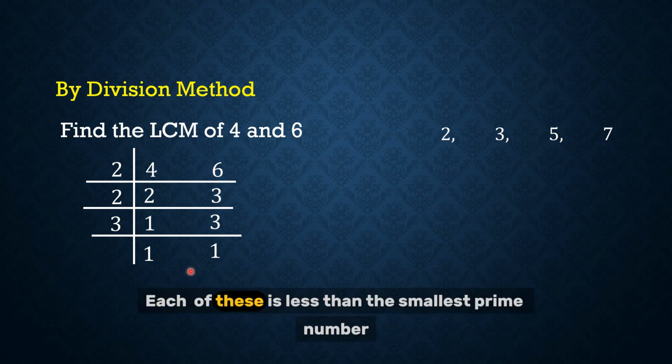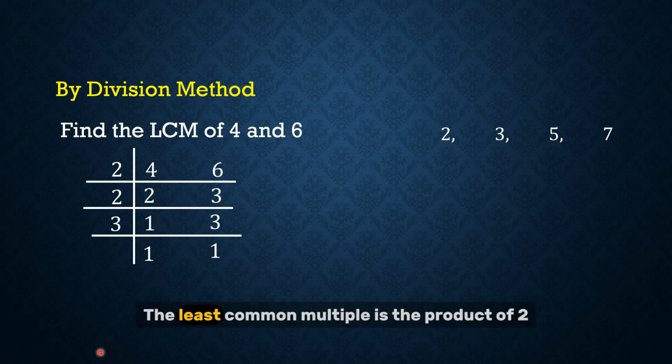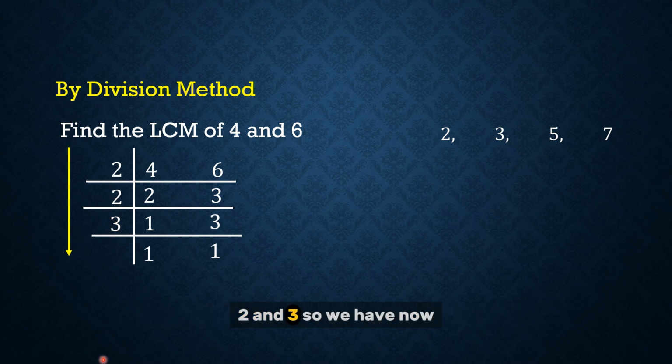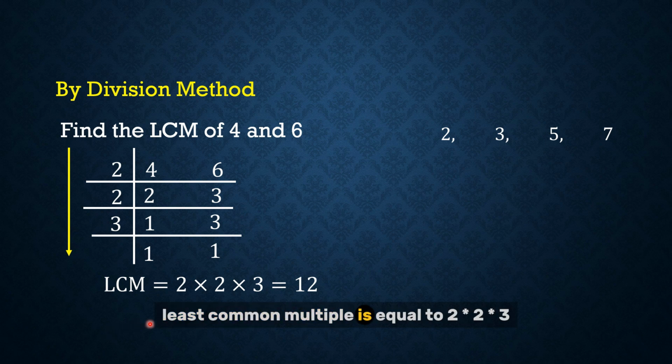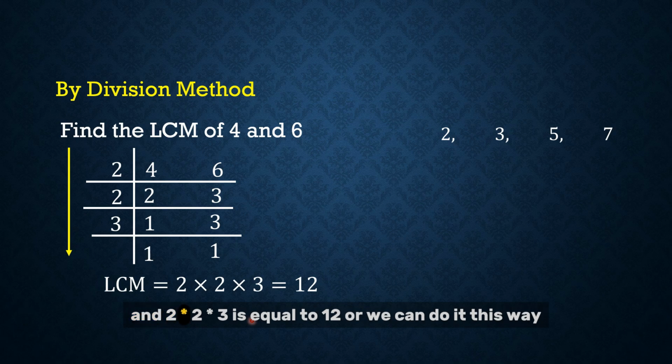Each of these is less than the smallest prime number, so we stop dividing. The least common multiple is the product of 2, 2, and 3. So we have now least common multiple is equal to 2 times 2 times 3. And 2 times 2 times 3 is equal to 12.